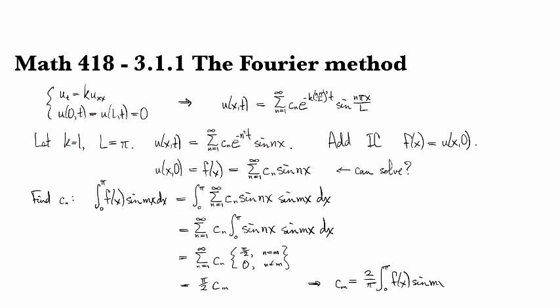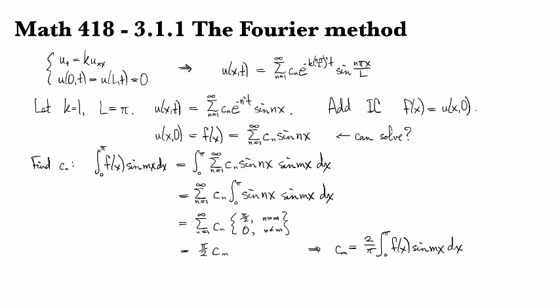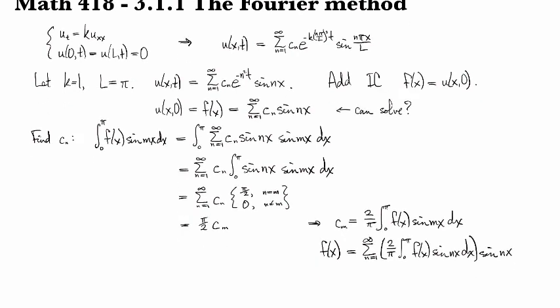of f(x) sine mx dx. And so if we put that back into our formula, we have that f(x) can be written as the sum of, and so here's our C_m's. And just to tidy or simplify this expression a little bit, let's write this one as the summation of, and I'm going to use this symbol with the angle brackets to indicate the normalized integral with the π over 2 out front.